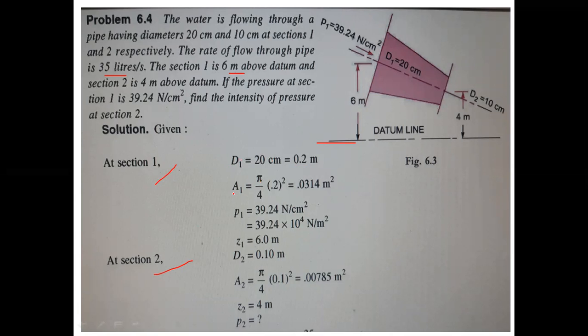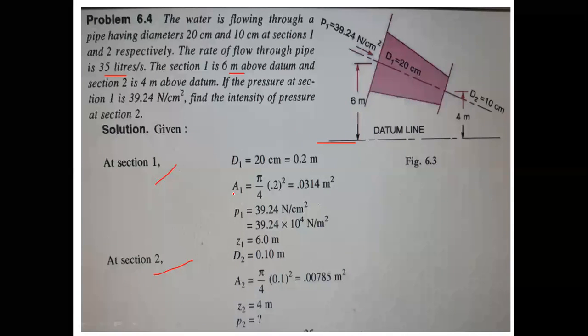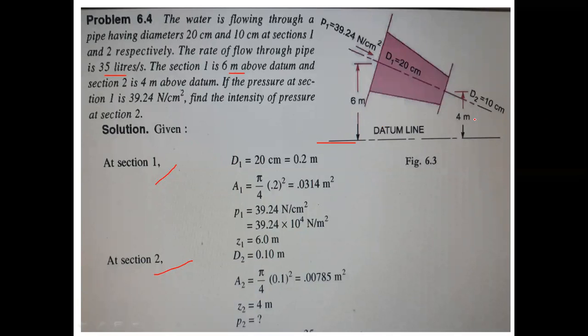Then what is the p1? Pressure is 39.24 into 10 to the power of 4 Newton per meter square. And the work you got from the data. What is the datum line? The datum line is Z1 is equals to 6 meters. Now see at the section 2 from the figure, you can see the datum line Z2 is 4 meters. What is the diameter? D2 is equals to 0.10. Then find the area, automatically you will get 0.007.